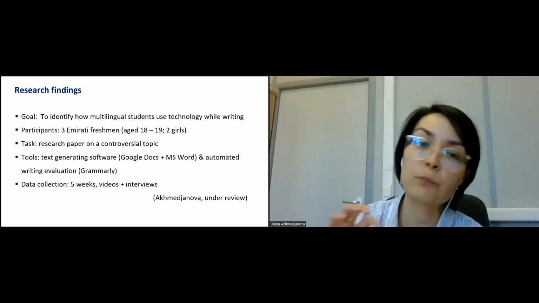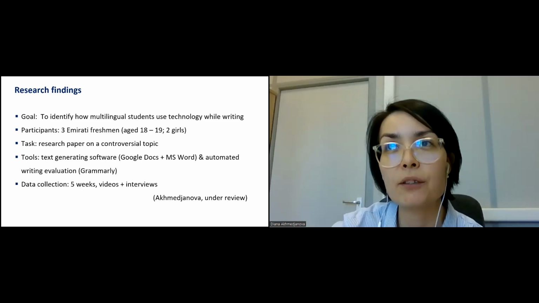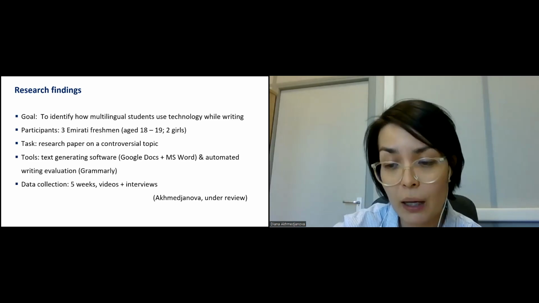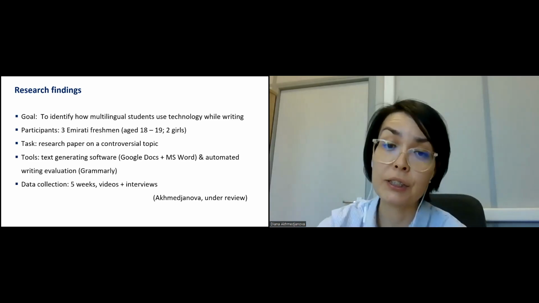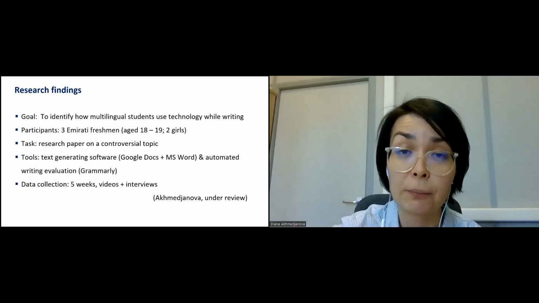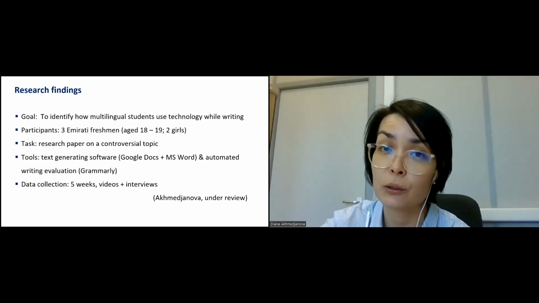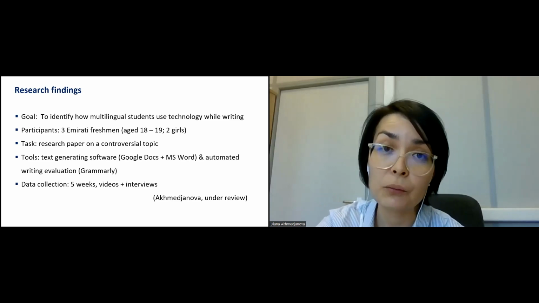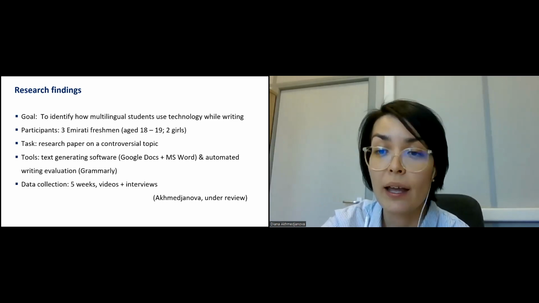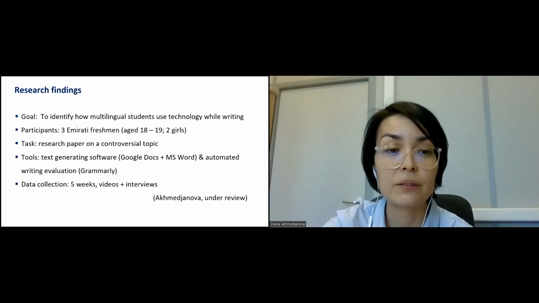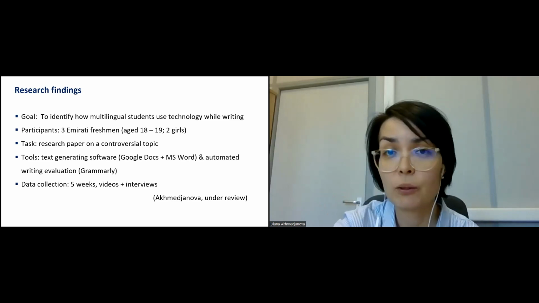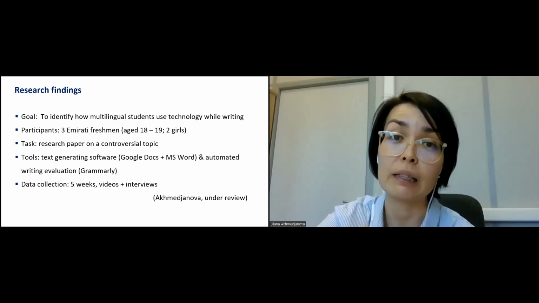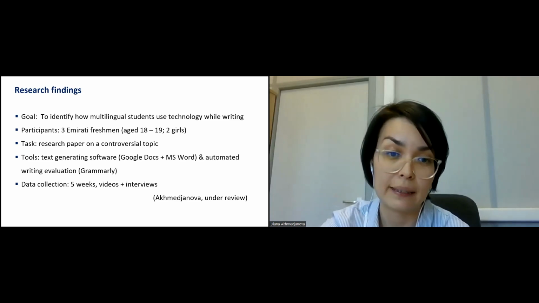Okay, and in this portion of the study, we actually looked at the behaviors of 3 students. 2 of these students were girls, and all of them were first-year students. They had to write a research paper on a controversial topic using different sources, and they could use different tools like text generating software, for example, Google Docs or Word, and automated writing evaluation like Grammarly or anything else they wanted to use. They didn't have to use those, but if they used it, there was no penalty, basically.